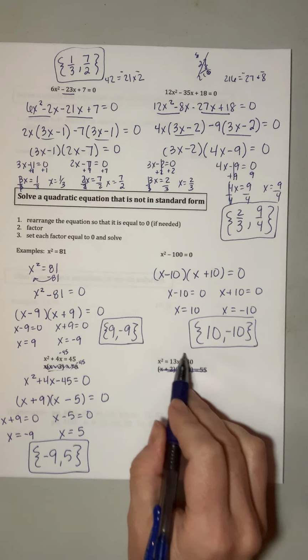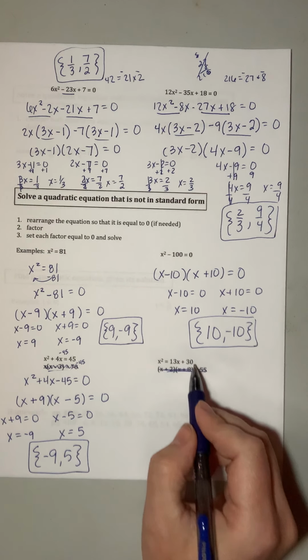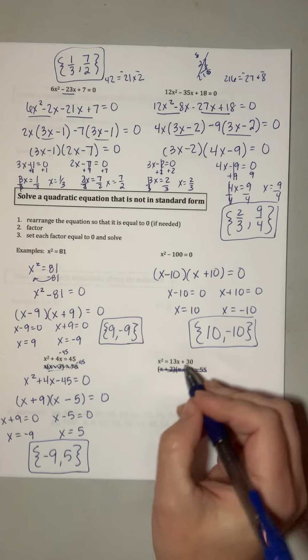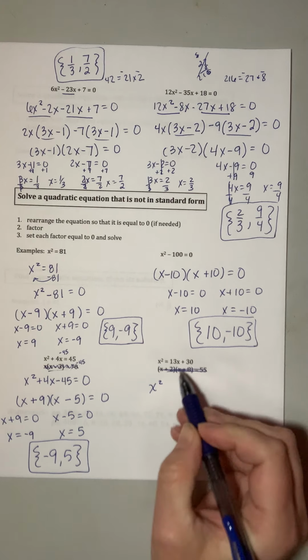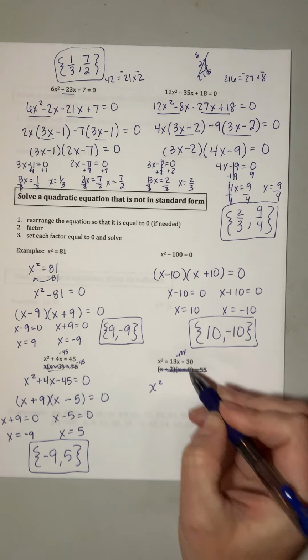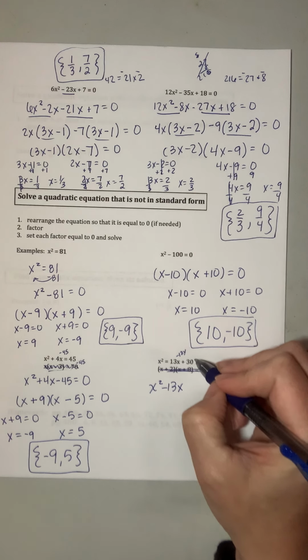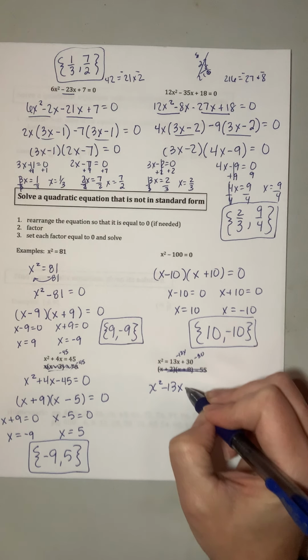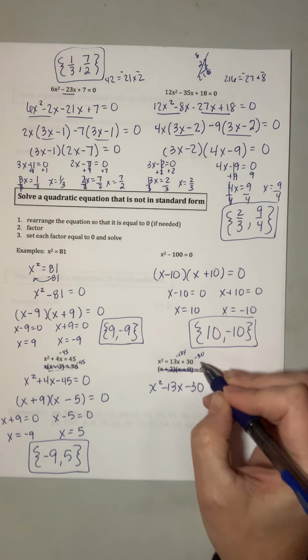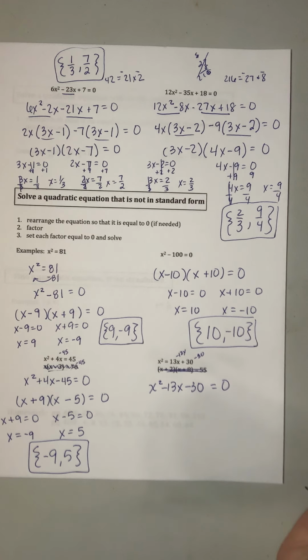All right, this one here, I got to get all the 13x over here and the 30 over there so it equals 0. So to do that, I'm going to subtract 13x from this side. So I'm going to subtract 13x on that side. I'm going to subtract 30 here to subtract 30 there. And that moves everything over and leaves me with 0.